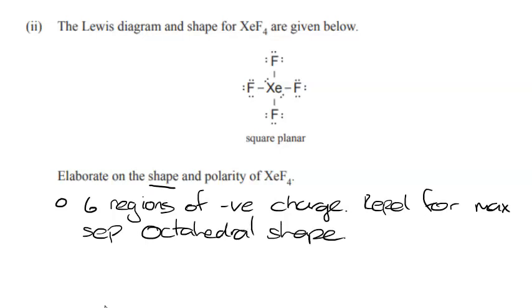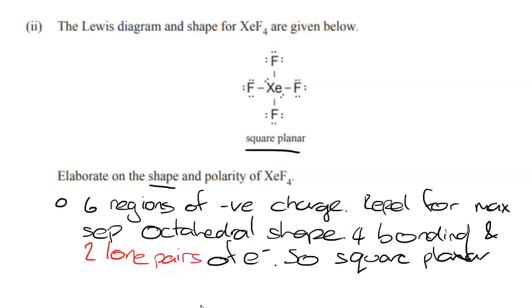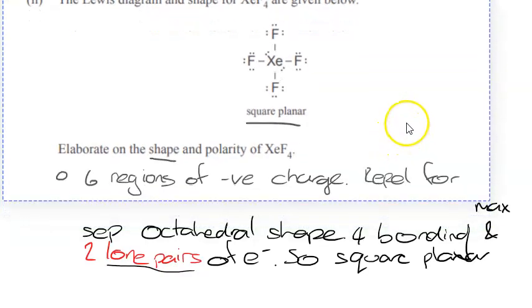And then the one slightly different thing that we're going to do this time is we'll say there's 4 bonding regions, and instead of saying 2 non-bonding, we're going to say 2 lone pairs of electrons. So it is a square planar shape. So yeah, that's the difference that we need to do between this year and last year. Instead of saying non-bonding regions, we say lone pairs, and we don't actually need to give the bond angles either, whereas last year we would have had to do that.